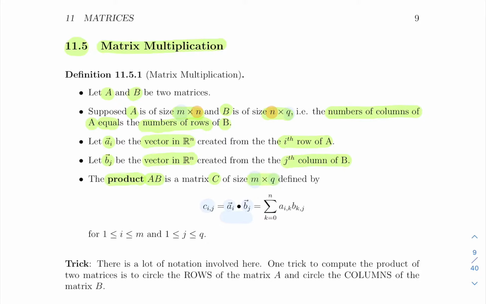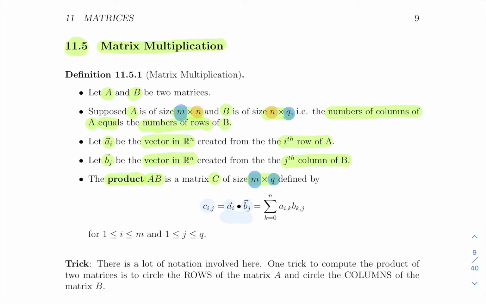Here the dimension of this matrix, m by q, is given by the outside numbers. What I mean by this is that the number of rows of this new matrix is the same as m, the number of rows of the original matrix A. And q, the number of columns of your product, is the same as the number of columns of your matrix B. So here is where we see q again.